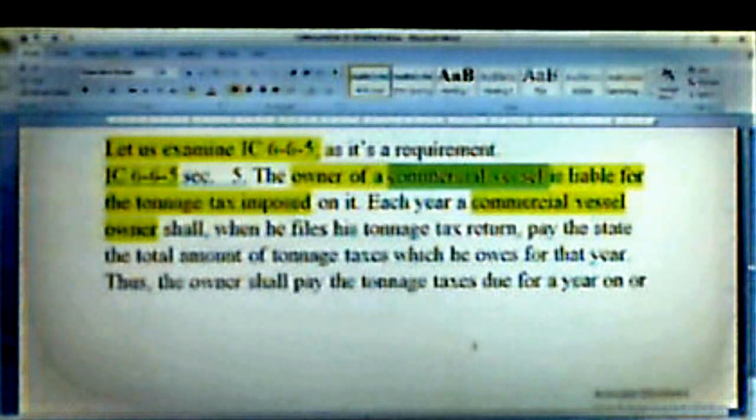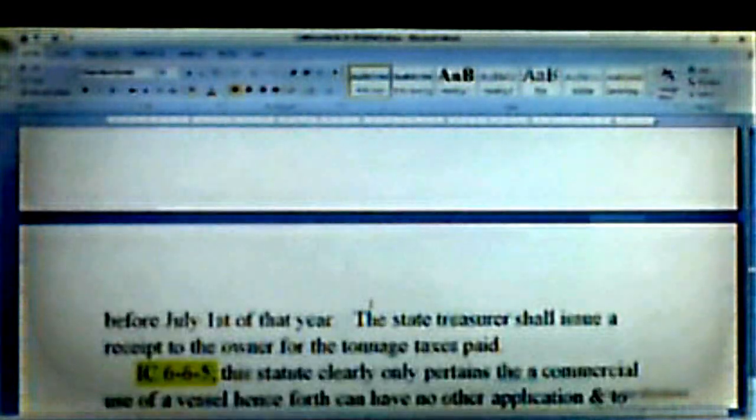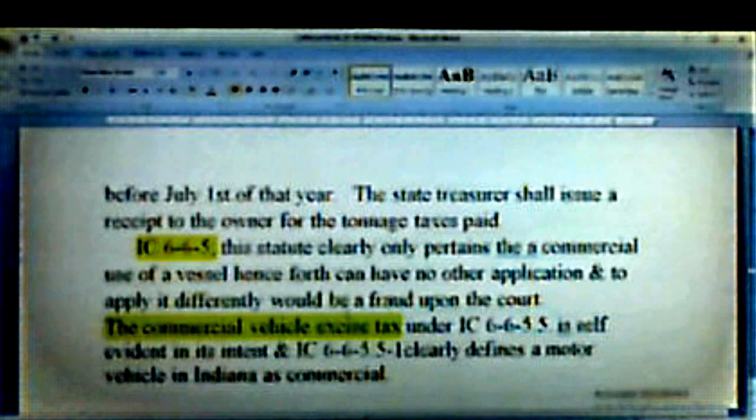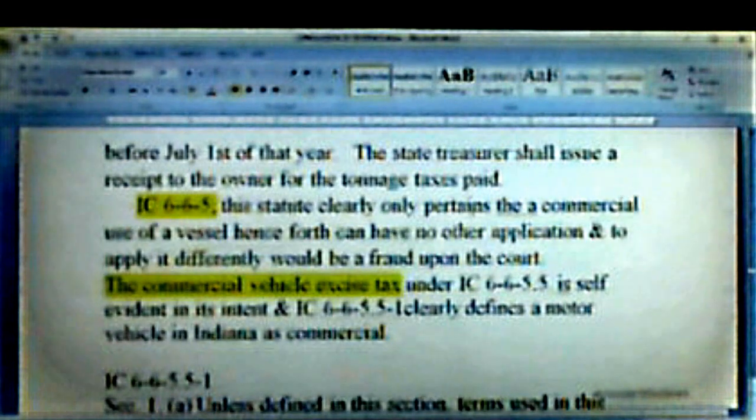Right? Now this doesn't count you guys who are driving back and forth to a job on a construction site. This again does not apply to you. Not unless you're actually purchasing the materials and getting paid to haul the materials to the job site. Alright? Now, this statute clearly pertains to the commercial use of a vessel, and therefore there can be no other application. And to apply it differently would be a fraud upon the court, right?